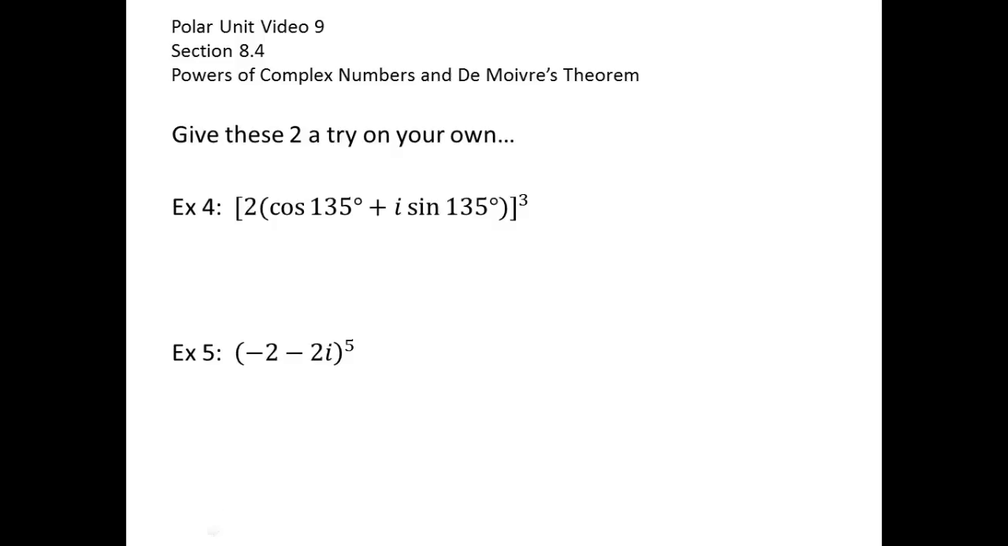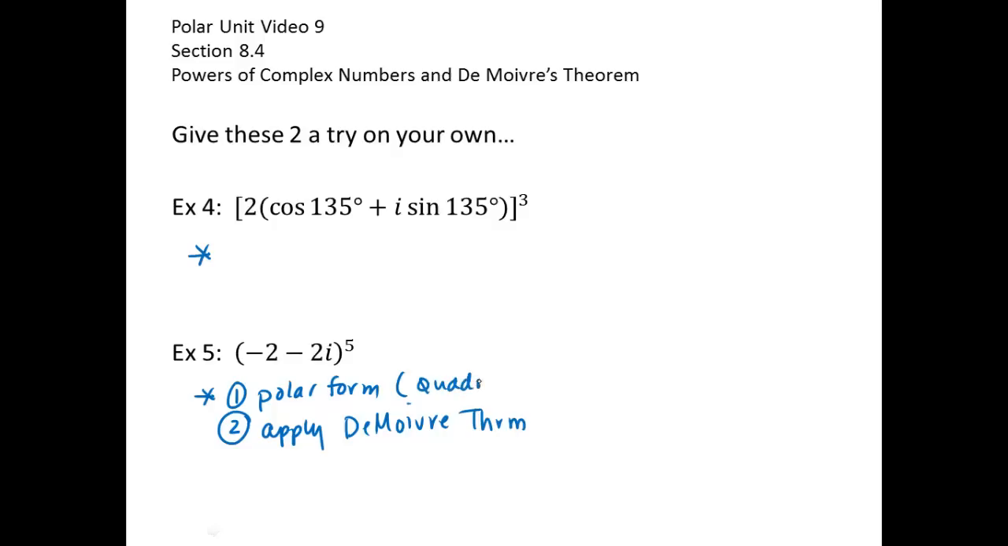Okay, I want you to try these two on your own, remembering that this first one here you get to go straight into, and the second one you're going to have to convert this to polar form first. So the first thing you want to do is polar form. And the second thing you're going to do is to apply de Moivre's theorem. And this de Moivre's theorem is that exponent rule. So apply de Moivre's theorem. Don't forget to check for which quadrant. It's very important in getting the right angle.